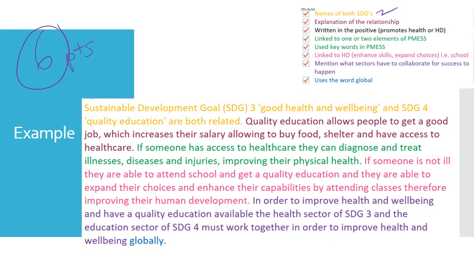So quality education allows people to get a good job, which increases their salary, allowing them to buy food, shelter, and have access to healthcare. If someone then has access to healthcare, they can diagnose and treat illnesses, disease, and injuries, improving their physical health. So these are the keywords for physical health, remember, if you're free from those things. So you can tick that off too. It's written in the positive, so it's promoting, it's improving their health, and they've explained the relationship.